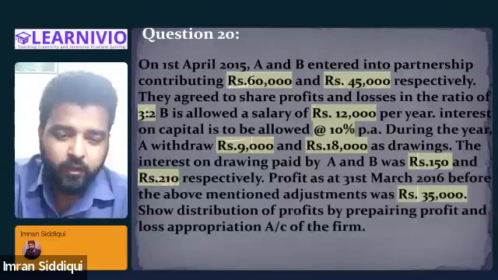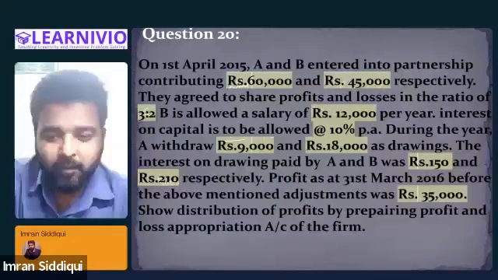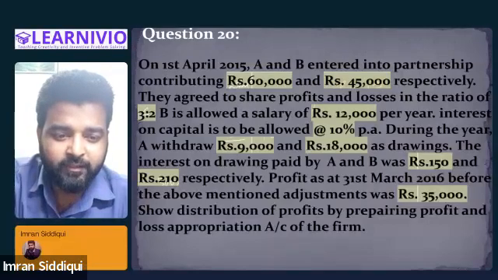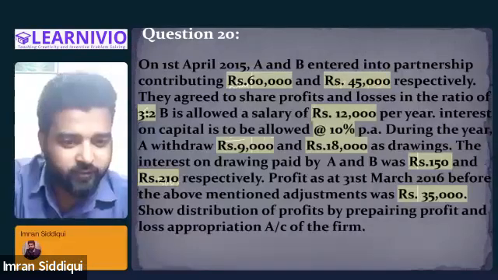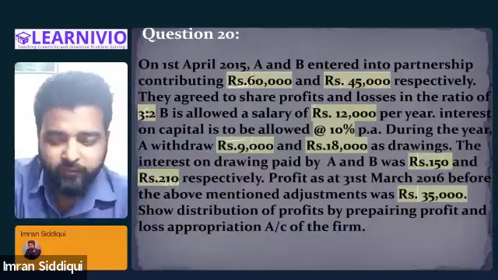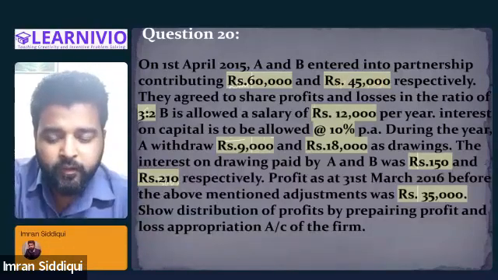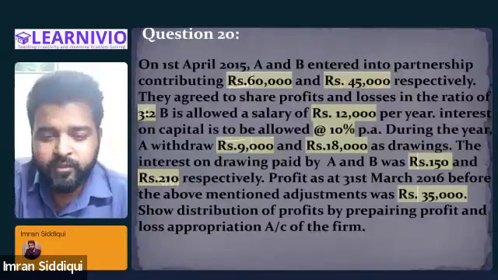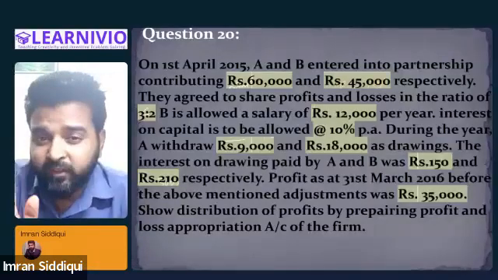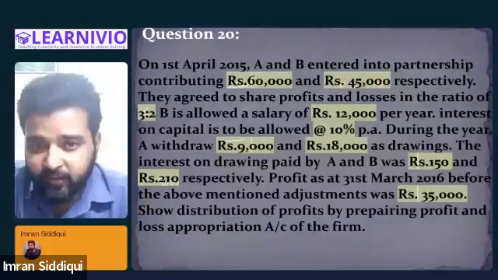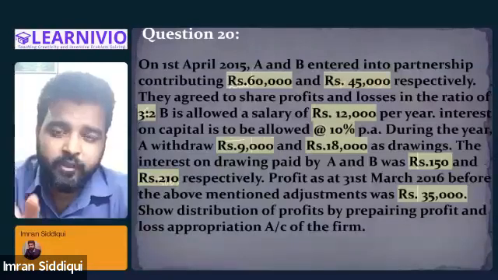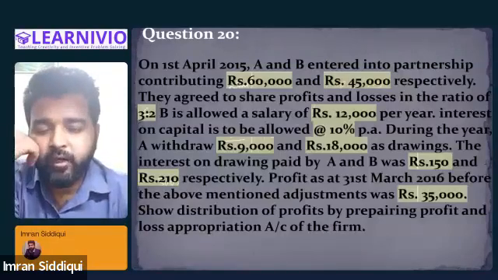During the year, both the partners have withdrawn some amount. Just a second. During the year, A withdrew 9,000 and B withdrew 18,000. Interest on drawing paid by A and B was 150 and 210. Now, this is already given in the question. Amount of drawing is not at all relevant for preparing the P&L appropriation account. What is relevant? Interest on drawing is important, right?